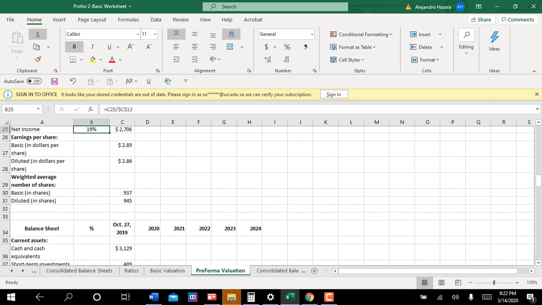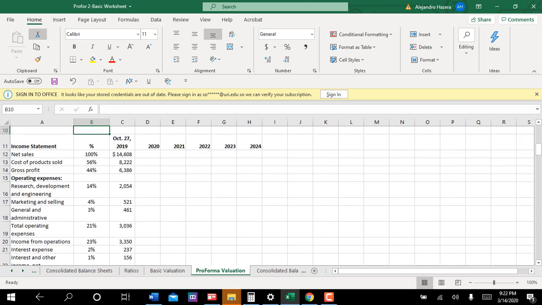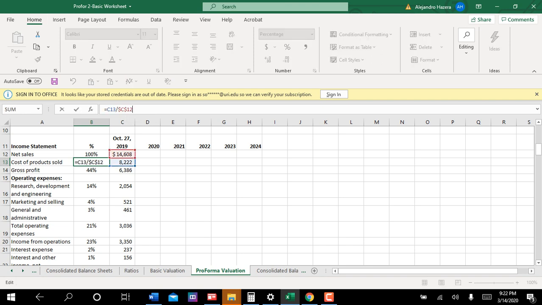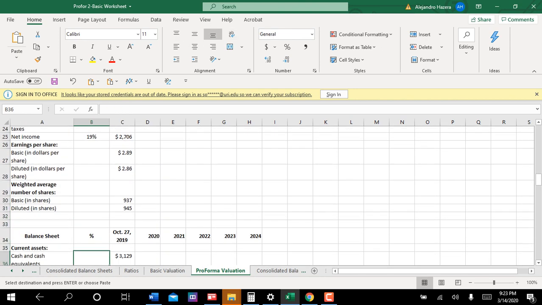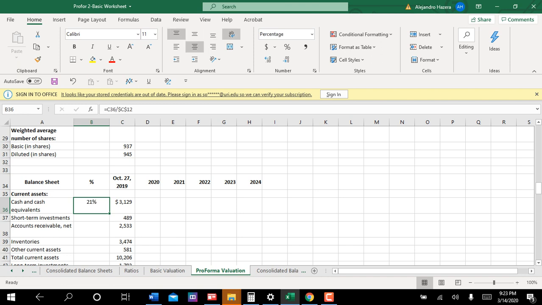Now, to bring the percentages down, all you've got to do is take any one of these percentages that we calculated for the income statement, where you had the dollar signs in front of the C and the 12, and copy that down to the balance sheet. I'm sure you probably know this because you may know more Excel than I do. So let's start with cash. Cash was 21% of sales, and if you look at the formula, cash is C36, going all the way back up to C12. So you're taking C36 divided by C12, and that gives you that cash was 21% of sales.